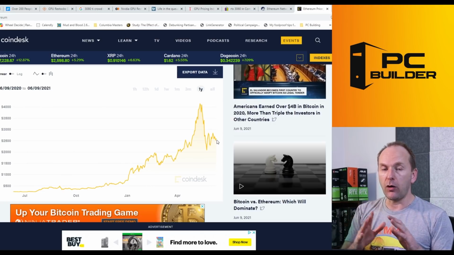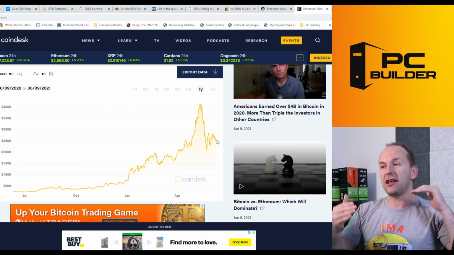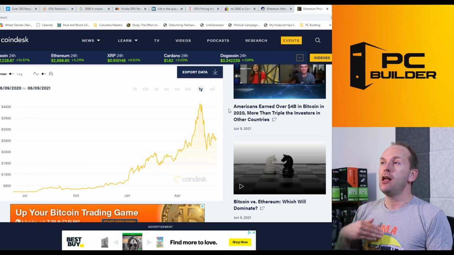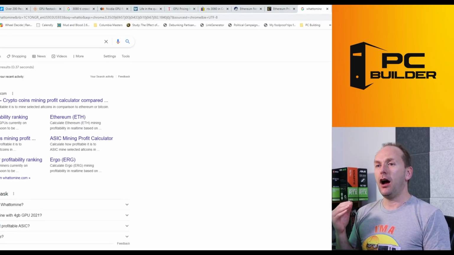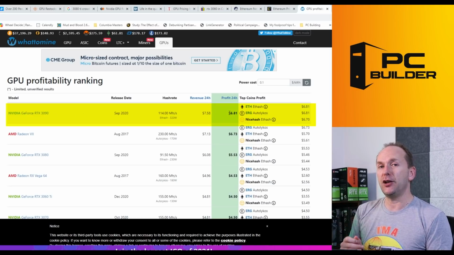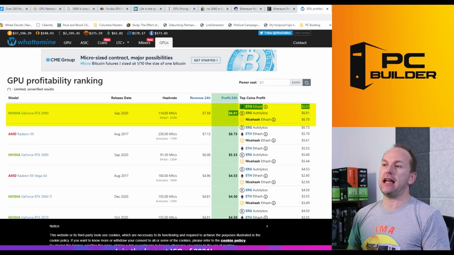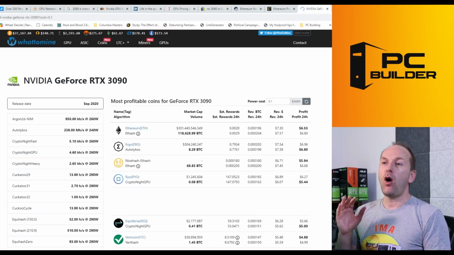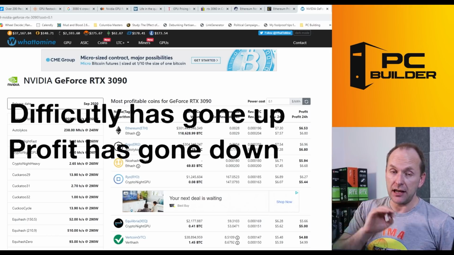So we've got two things going on. One is that the price of Ethereum has finally stopped skyrocketing. The other thing is the difficulty has massively increased even within the last month. So the overall profitability, if you were just to go to WhatToMine, which is a really popular mining site, and you looked at GPU profitability right now, you can see that something like an NVIDIA RTX 3090 is only netting you $6.81 a day. Whereas before, you were making quite a bit on that RTX 3090. So overall, the difficulty has gone up. The profitability because of the price has come down.